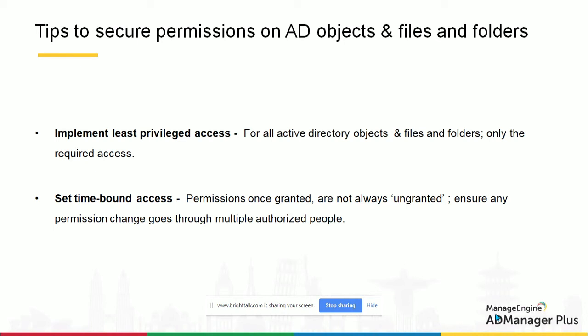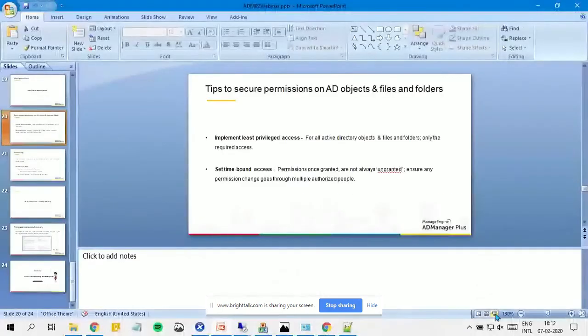And the other method that I would ask you to do is to set time-based access. For example, users added to a group, right? Users must be added to a group only for a specific time or for the amount of time they need the access for, post which the access must be automatically revoked. And the same logic applies for your files and folder permissions as well. So that's two tips to secure permissions. Implement least privilege access and set time-bound access.